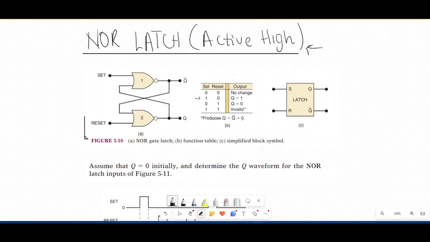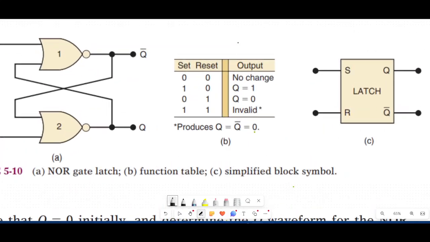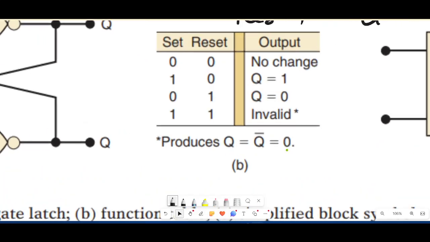So this is the NOR gate latch. This is a truth table, or the function table, and this is the block symbol for the NOR latch. So how does the NOR latch work? The function of set is to set Q to 1, and the function of reset is to set Q to 0. So you can see here, when set is 1, Q is 1, when reset is 1, Q is 0.